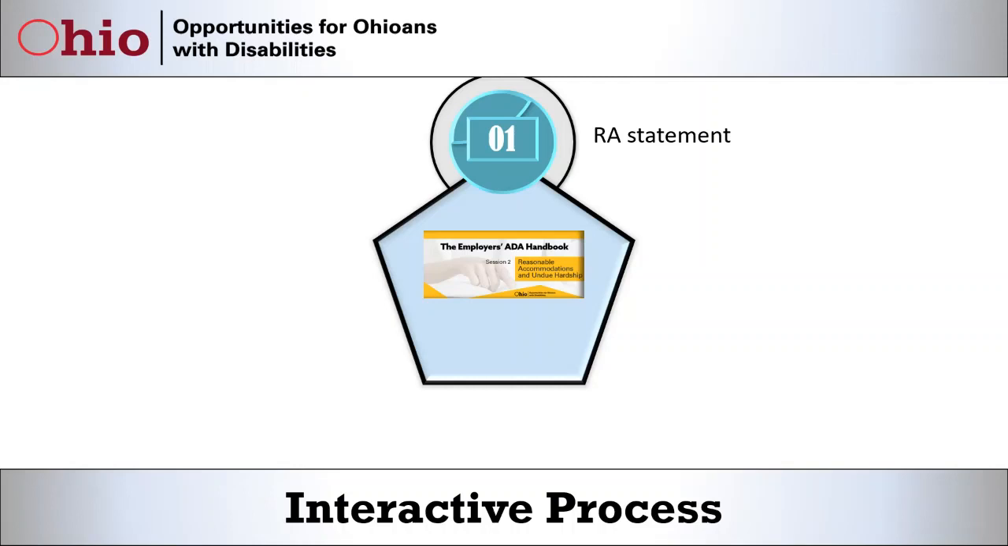And we included a link in the learner's guide to a resource from JAN that provides examples of reasonable accommodation statements for employers to review. Now, how can employers utilize essential functions during the interactive process?